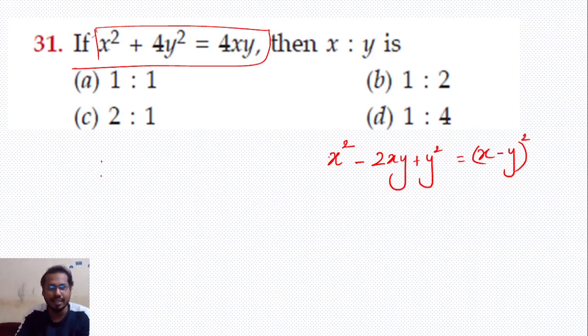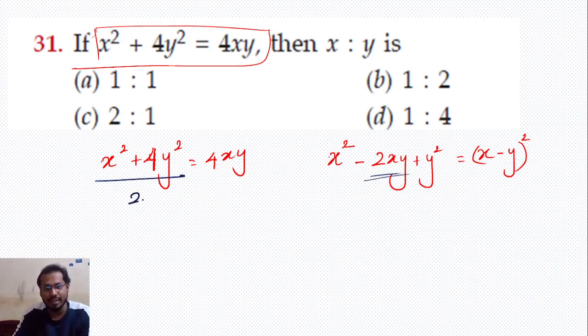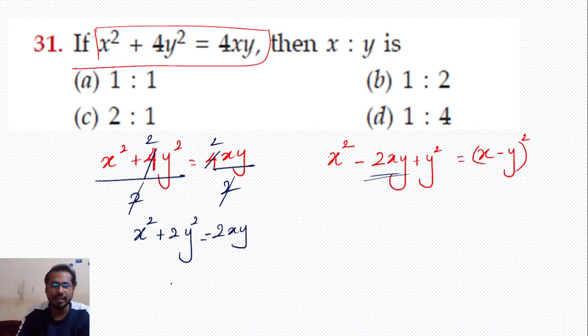So what I'm going to do, look at this, x square plus 4y square is equal to 4xy. Is it right? So I just want to convert this into 2xy. I need 2xy, correct? So just divide it by 2 on both sides. I just cancel this value, I will get 2, and here also. Now look at this, x square plus 2y square is equal to 2xy, correct? So let me convert this to our formula.